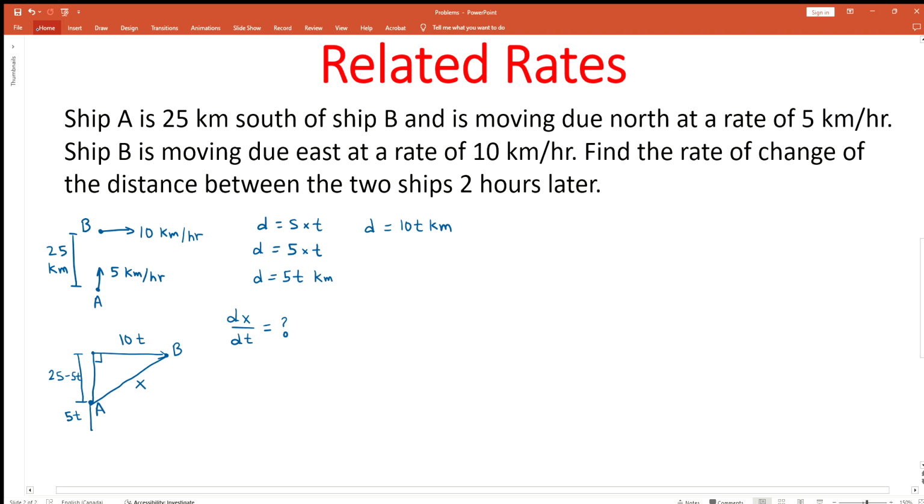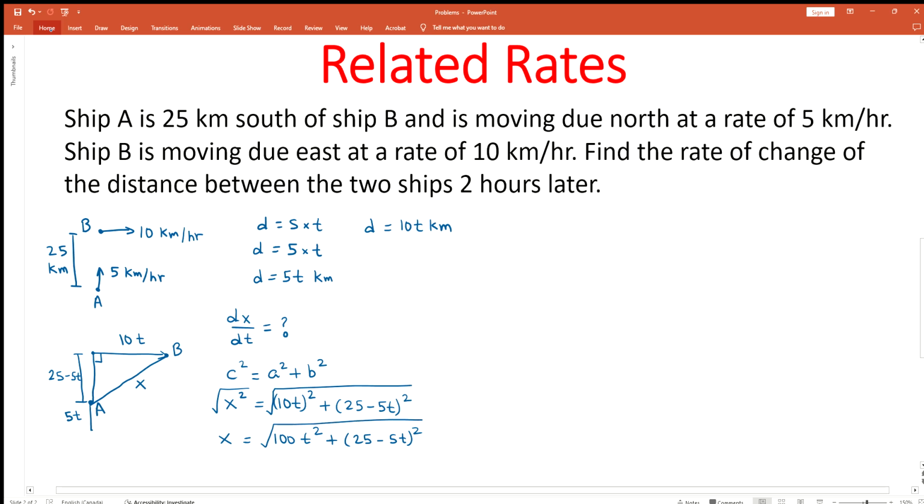Since this is a right angle triangle, we can use Pythagorean theorem equation to write that equation. In this equation, c represents the length of the hypotenuse. A and B are the lengths of the other two sides of the triangle. We can isolate x by applying square root to both sides. Square of 10t is equal to 100t square. We can keep the other expression 25 minus 5t squared as it is. This is the equation for x.